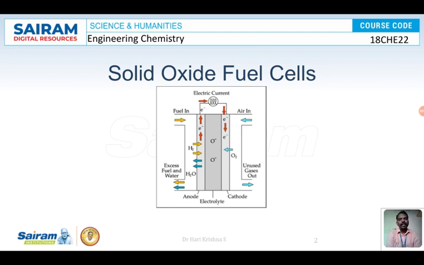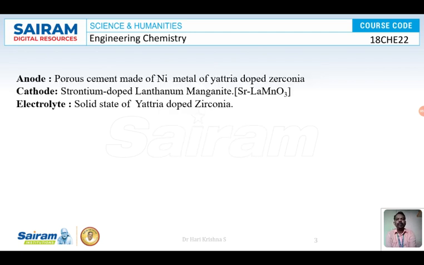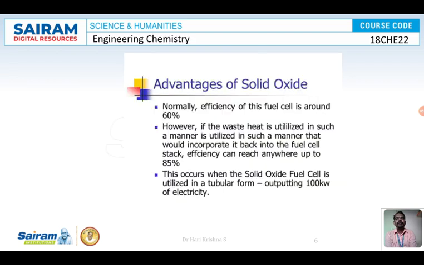So that heat can be utilized. Whatever heat is liberated over here can also be utilized. If that heat is utilized for some other purpose, the efficiency can be increased to 85%. This is one of the advantages of the fuel cells. For solid oxide fuel cells, the output will be around 100 kilowatt of electricity.